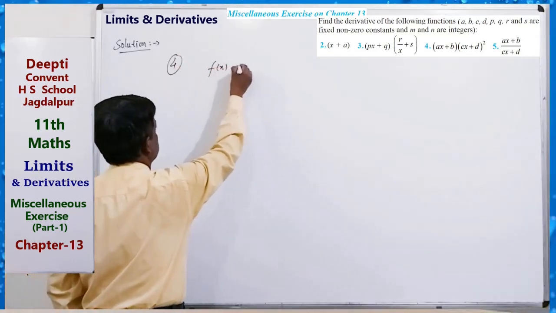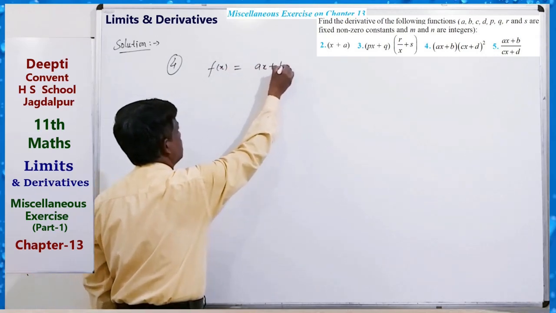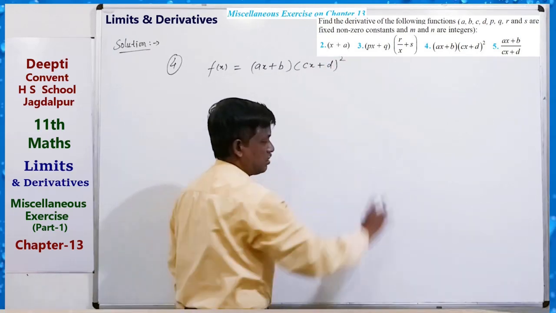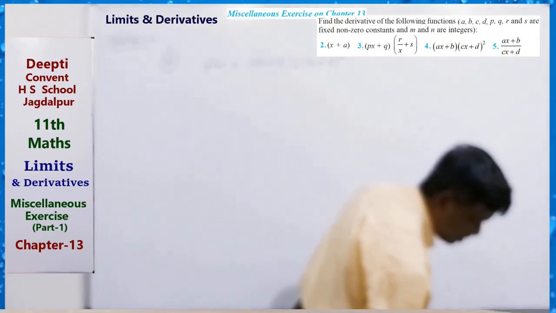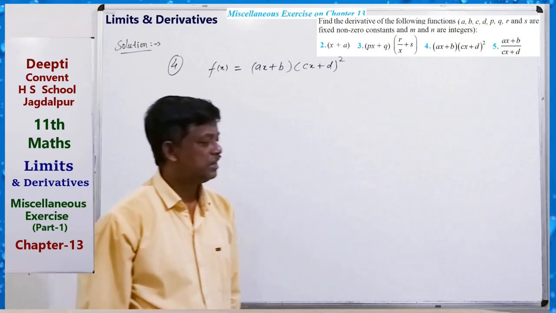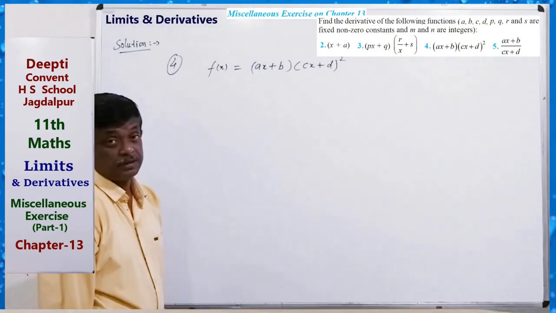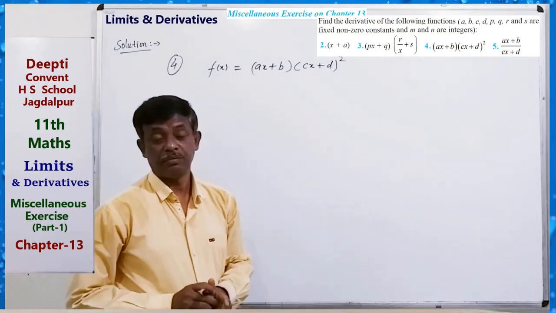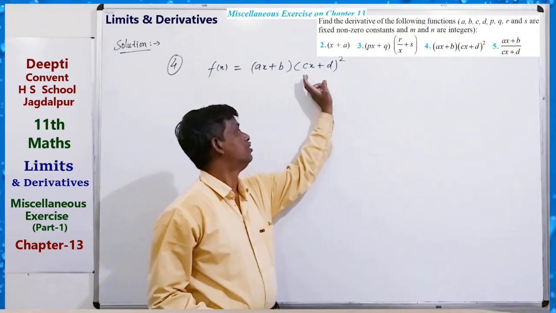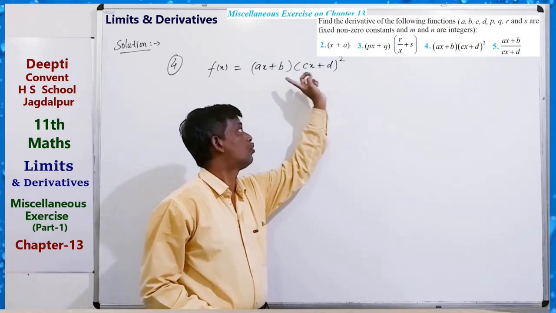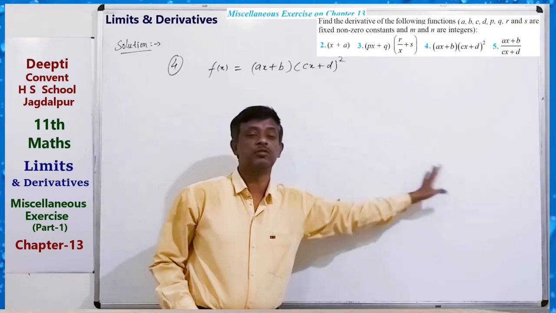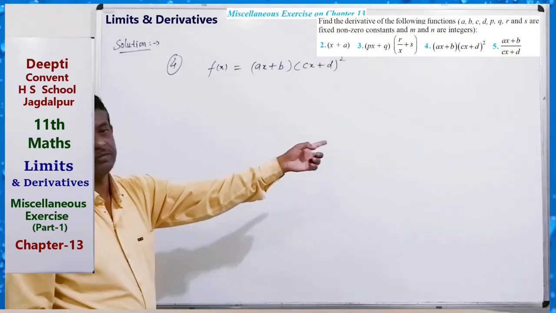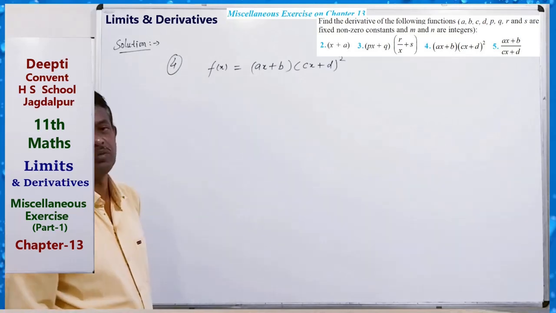Okay, question 4. f(x) equals to what is given? (ax + b) into (cx + d) whole square. So for finding the derivative of this, this is a new thing for us. But here you can use the square formula and then you can get a polynomial. And a polynomial can be differentiated by distributing the derivative and using the x to the power n formula.